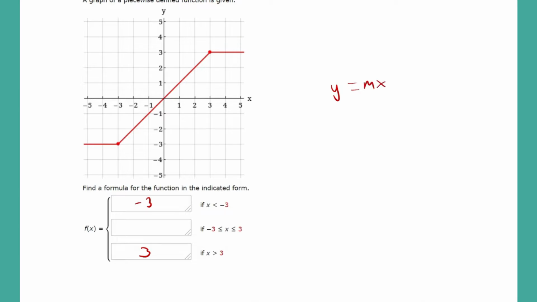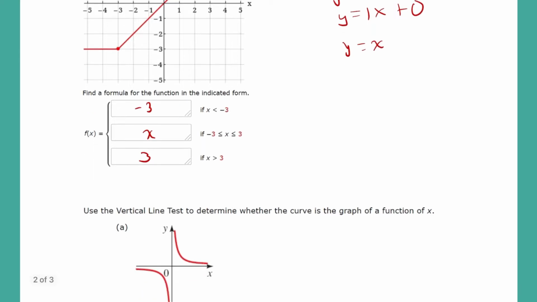So if you think of y equals mx plus b, the y-intercept is 0 because it goes through 0. Your slope is 1 because the rise over the run is 1 over 1. So that's just slope 1. So your final line is just y equals x. That does it.